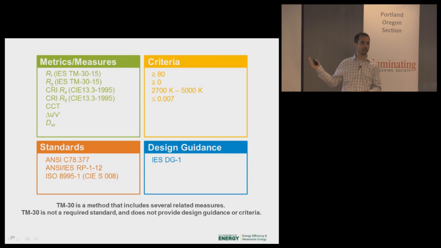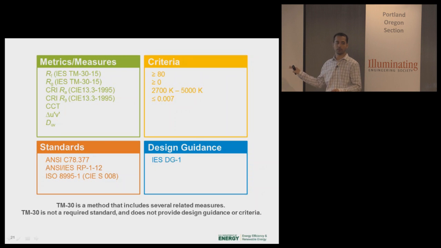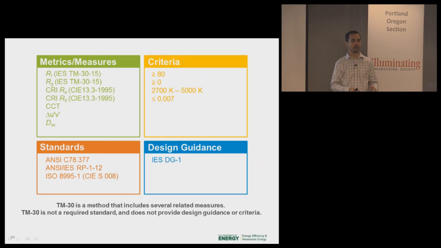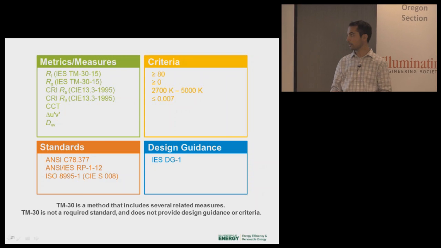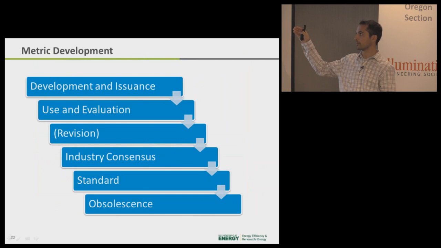The IES Color Committee is working on DG1 that will provide more of that type of information. And it's technically at this point not a required standard, so it's a voluntary calculation procedure. It's not yet been adopted by ANSI or ISO. The same way that CRI is actually just a technical report describing the color rendering index, that's what we have now for TM30. And as it gets used and as we go through a process of development and revision and reach industry consensus, it can then be adopted by ANSI or ISO as a required standard for reporting.